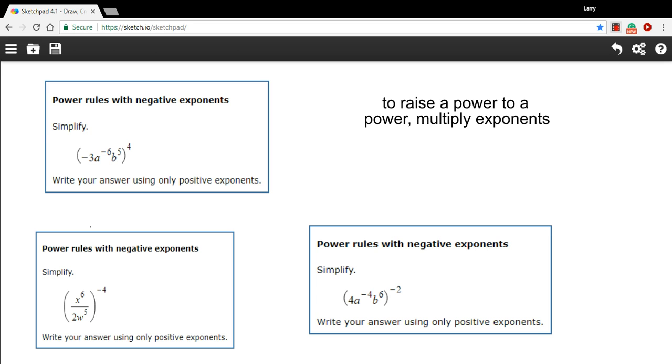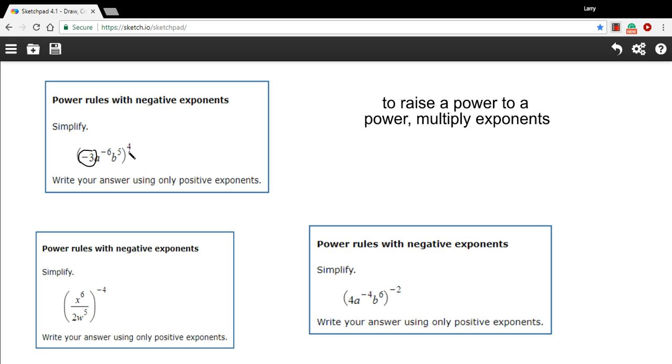So we may have to move some things from the top to the bottom or the bottom to the top of a fraction to deal with those negative exponents. But let's work on this first one here. We've got negative 3a to the negative 6th times b to the 5th, all raised to the 4th power. What I think I want to do is just take this chunk by chunk. The first chunk here would be this negative 3.